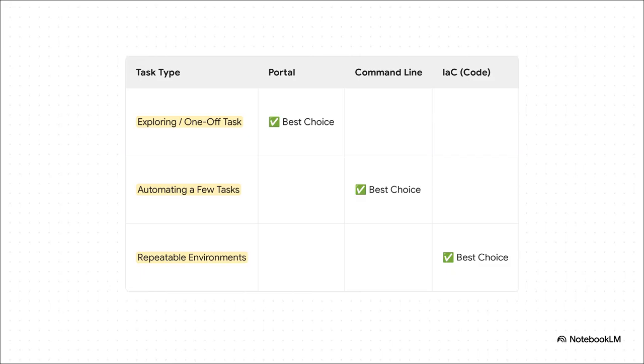It's pretty simple. If you're just poking around, exploring, or doing a one-time thing, the visual portal is your best friend. If you've got a handful of tasks you do all the time, automating them with the command line is the way to go. But when you're building serious production-level stuff that has to be perfect and consistent every time, it's infrastructure as code, no question. That's the professional standard. A real pro knows when to use each one.